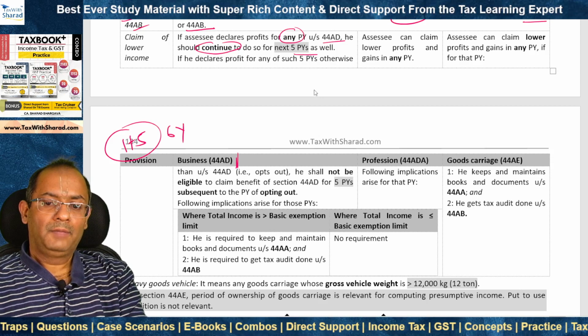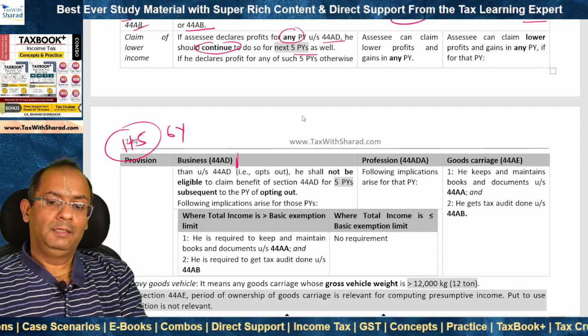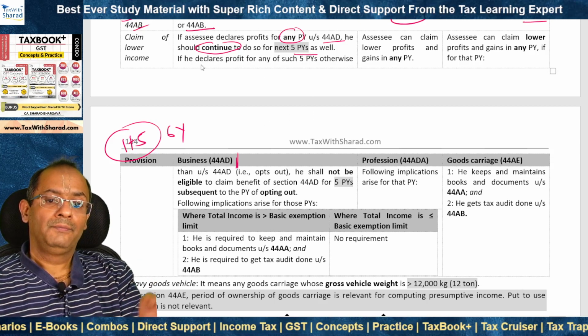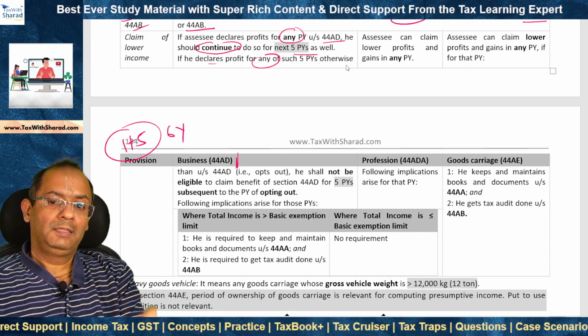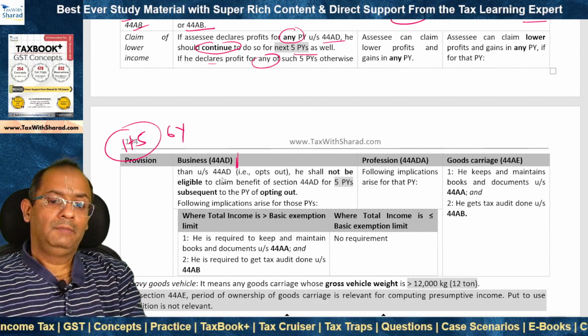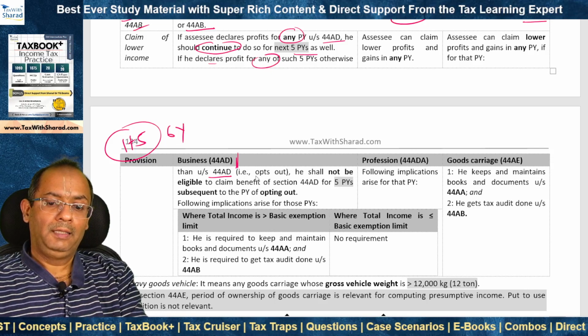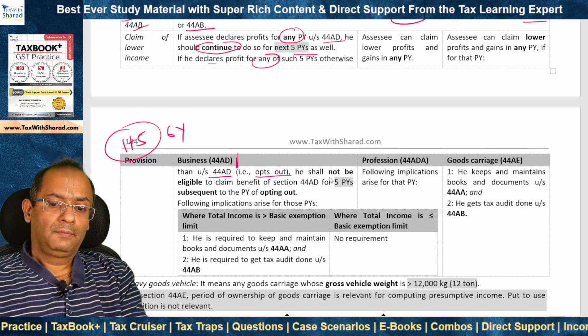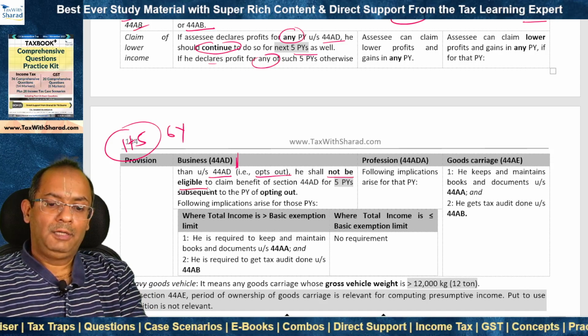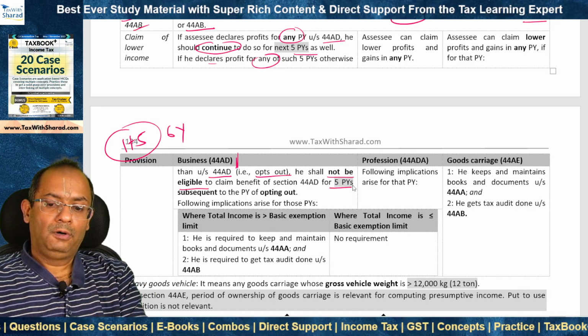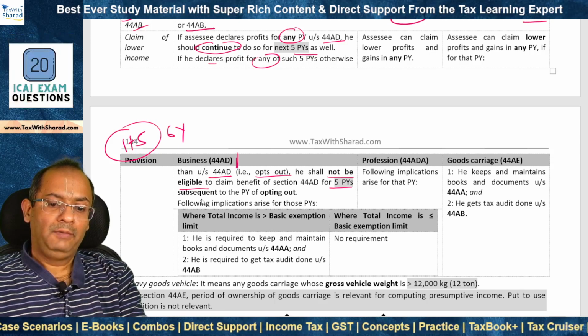There is a lock-in under section 44AD of 6 previous years. What if there is a default? That means if he declares profits lower than 44AD for any of such 5 previous years, that means within the lock-in period, that means if he opts out in between, then what will happen? He shall not be eligible to claim 44AD benefit for the next 5 previous years.